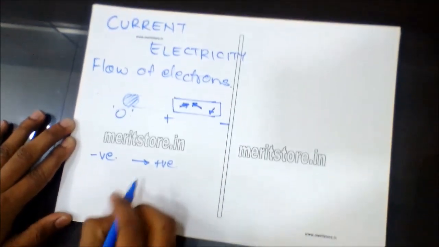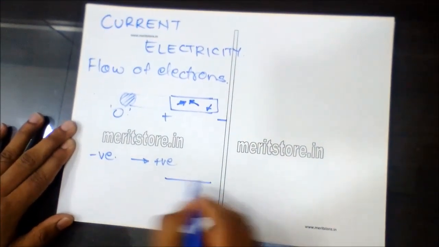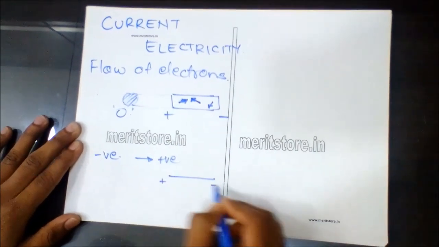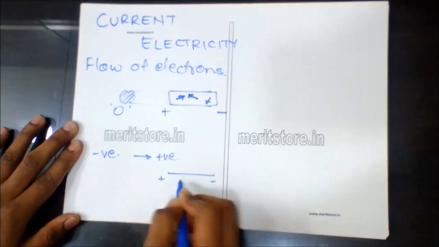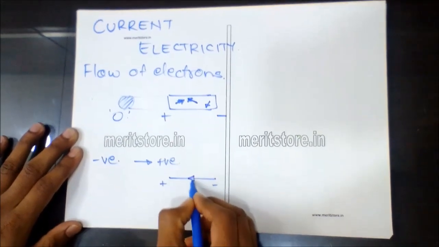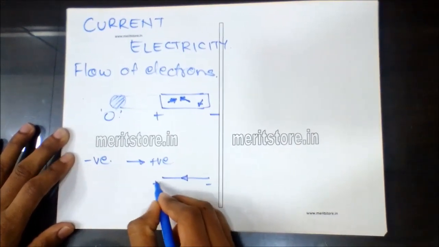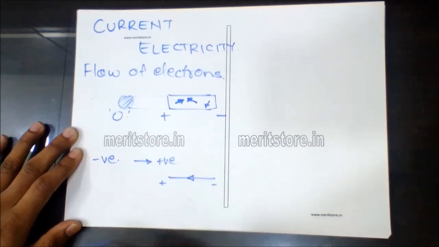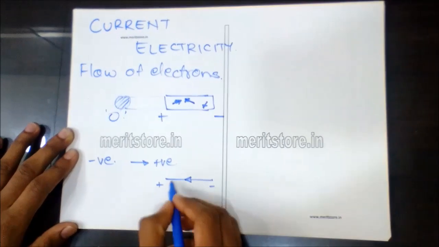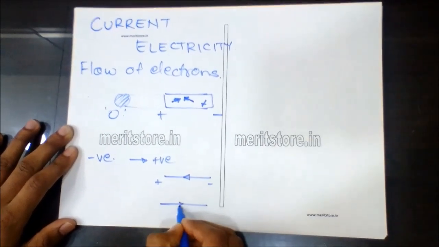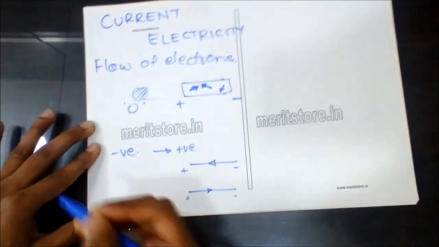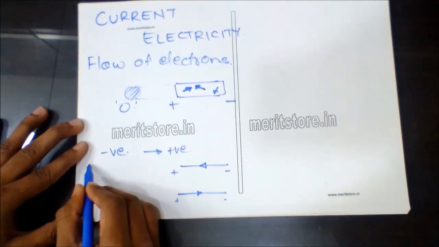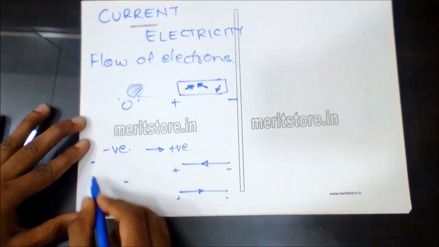In a conductor, when a potential is applied, electrons flow from the negative to the positive terminal. However, for ease of convention, the direction of current is assumed to be the opposite, from positive to negative, as anything can be assumed to flow from a higher potential to a lower potential.